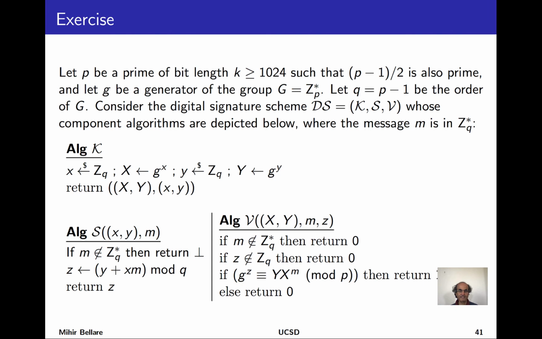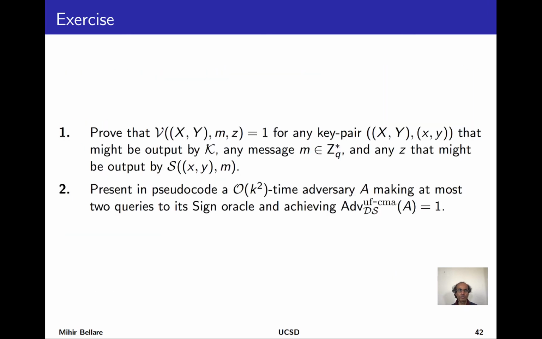This is an exercise which is effectively asking you to see why certain elements, in particular the R in Schnorr signatures, are needed. If we remove them, we end up with attacks.